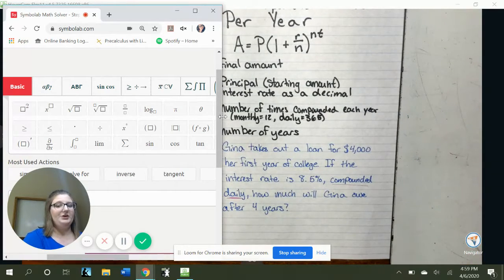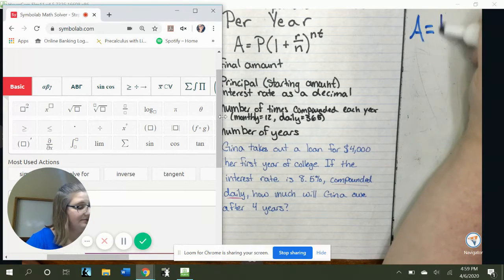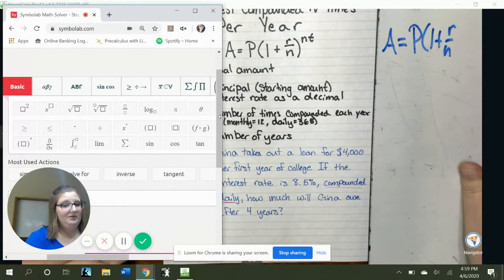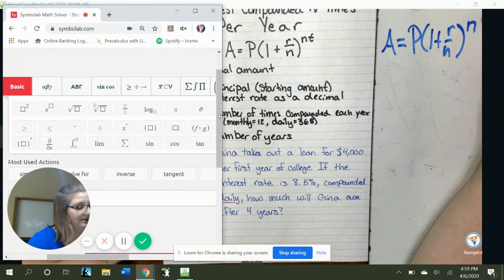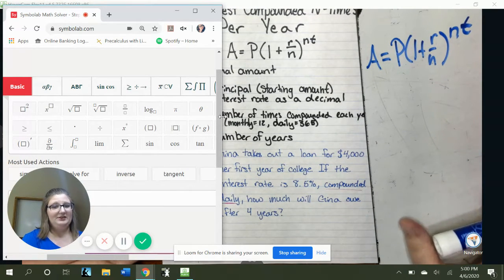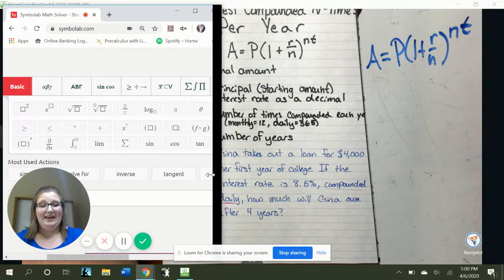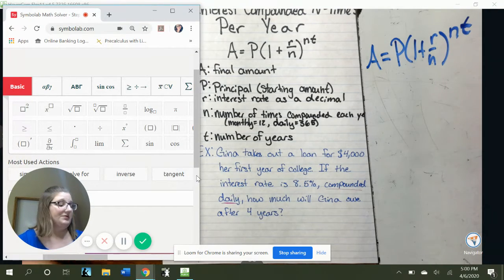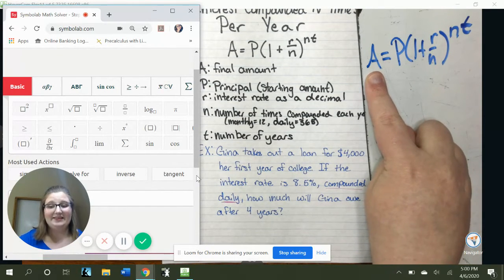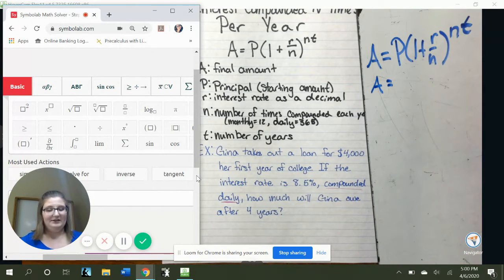So when we show our work, we're going to be using the formula A equals P times (1 plus r over n) to the power of n times t. So that's the formula we're going to be using. Sorry, I know it's kind of hard to see it on there. All right, next, we need to figure out what values we can plug into this formula. A is what we're looking for because A is that final amount. So we don't know what A is. We're going to try and figure out what A equals.